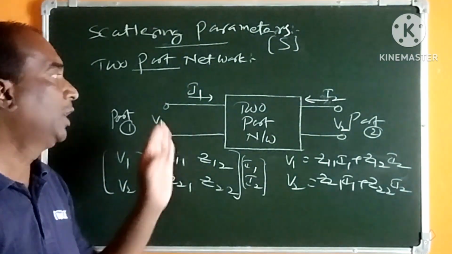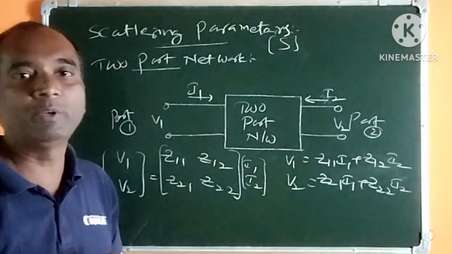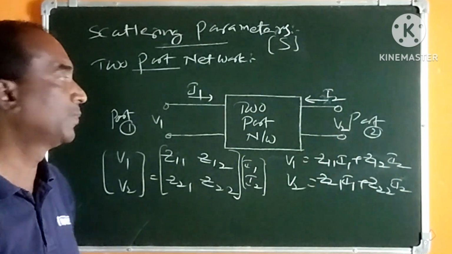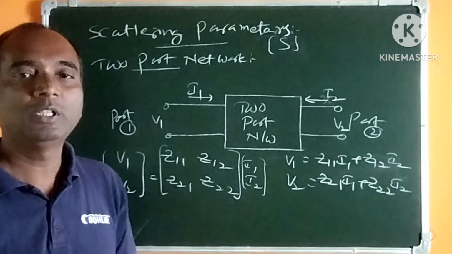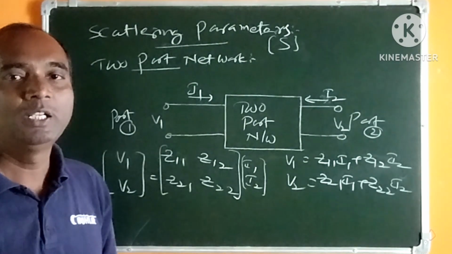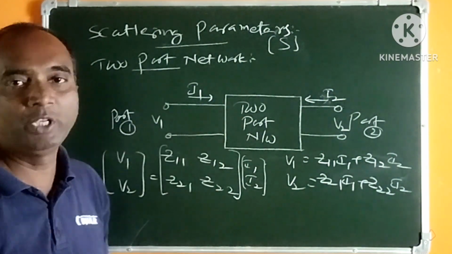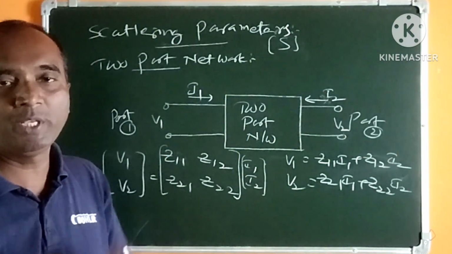There also we have input power and output power. Instead of determining the input power and output power, we can determine their ratios. These scattering parameters can be determined by using a four-port network device. Similar to the two-port network device, we can design a four-port network device.